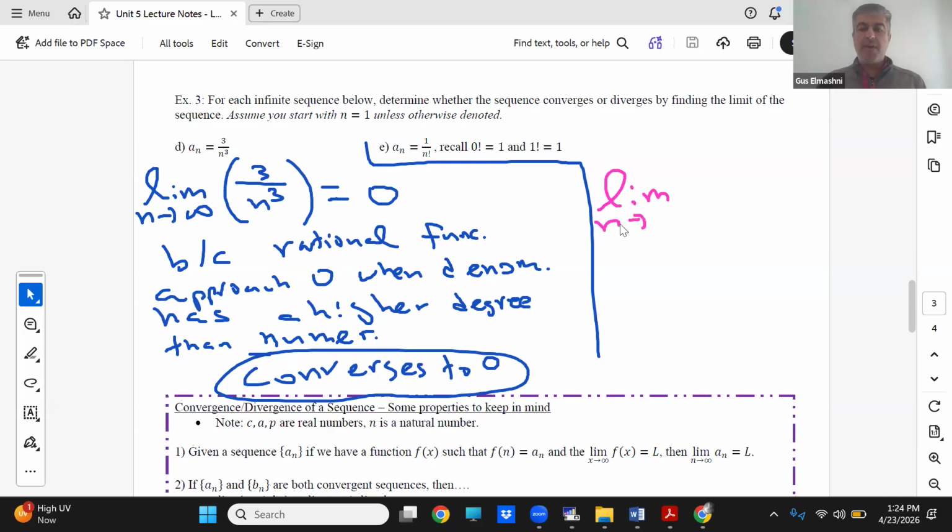This is involving a factorial. Factorials are kind of a big deal in AP Calculus BC in the series and sequence unit. So the limit is 1 over n factorial.